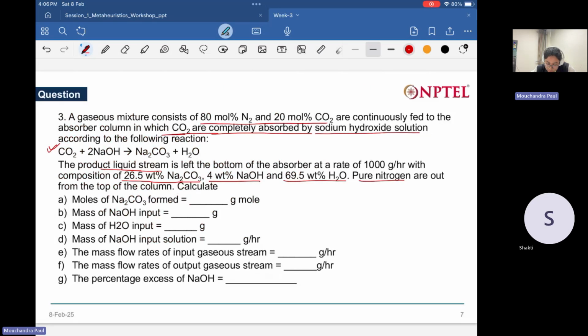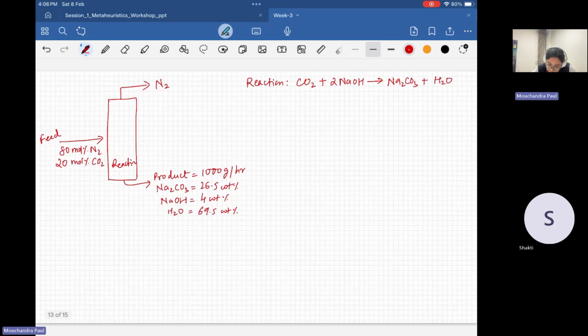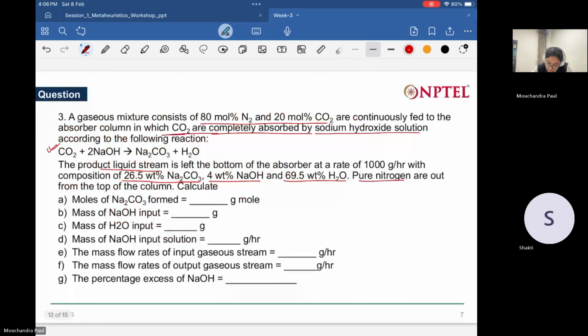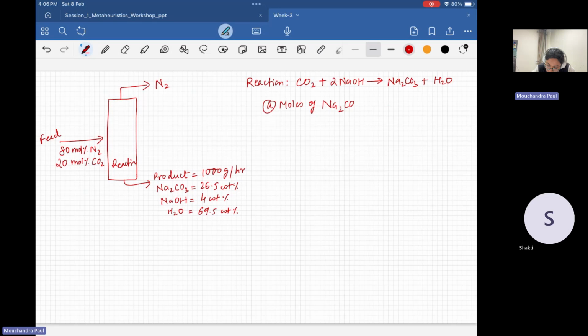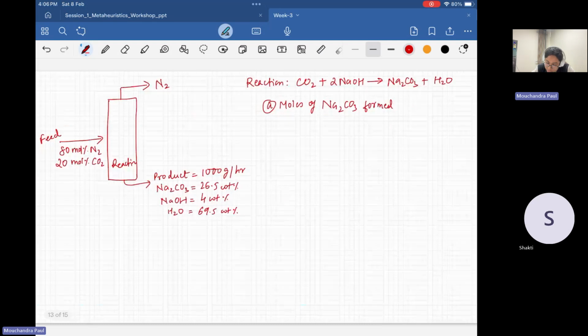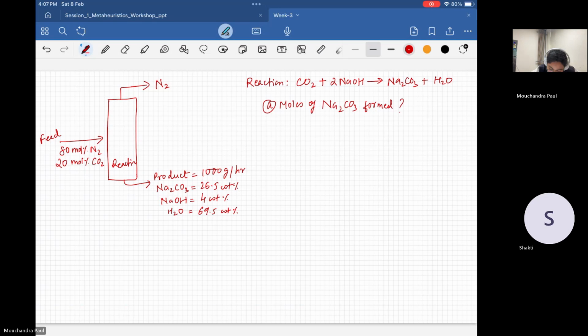First, we have to calculate the moles of Na2CO3, sodium carbonate formed. Yes, moles. So, this is what we have to find. This is part 1. So, before proceeding, I should first take a basis for this problem. The basis is quite obvious. It will be the product flow rate, 1000 grams per hour product solution. This is the basis.